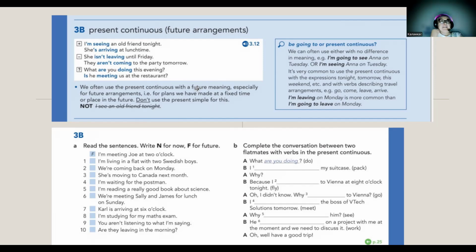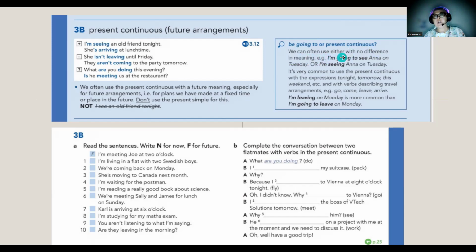Plans we have made at a fixed time or place in the future, but we don't use present simple for this. For example, instead of saying I'm going to fly with my mother to Astana, I can say I am flying to Astana next week. I am flying, not I am going to fly, but I'm flying, yes? So that's what we are going to talk about, be going to or present continuous.